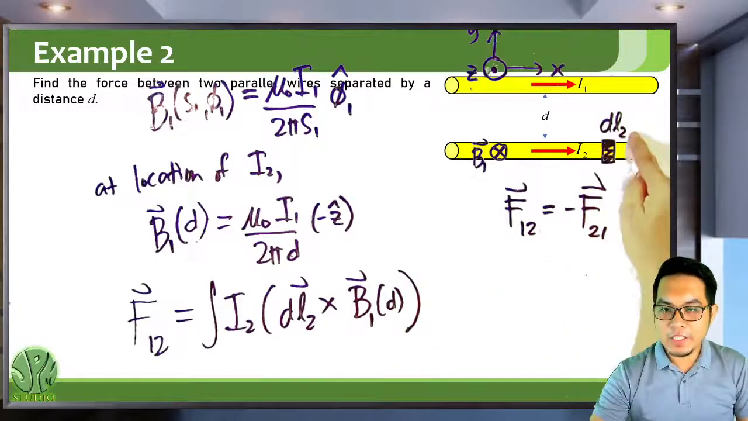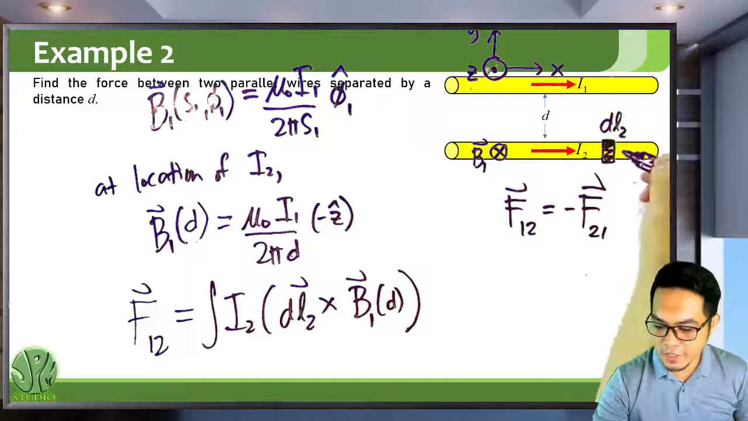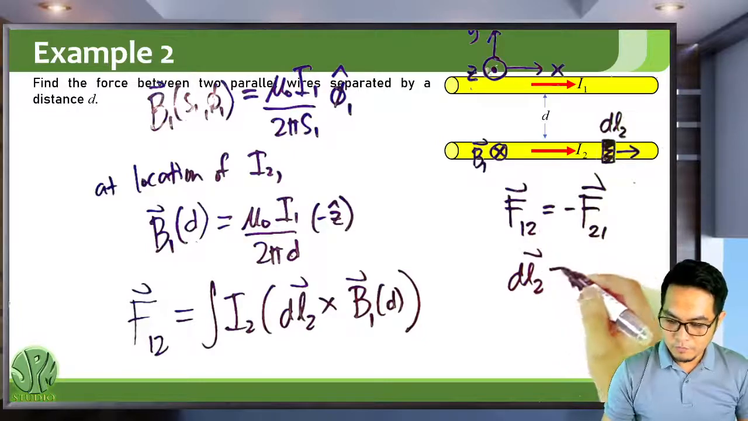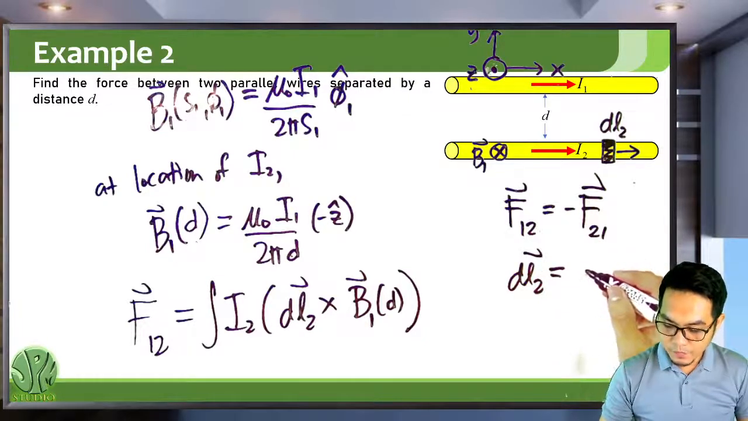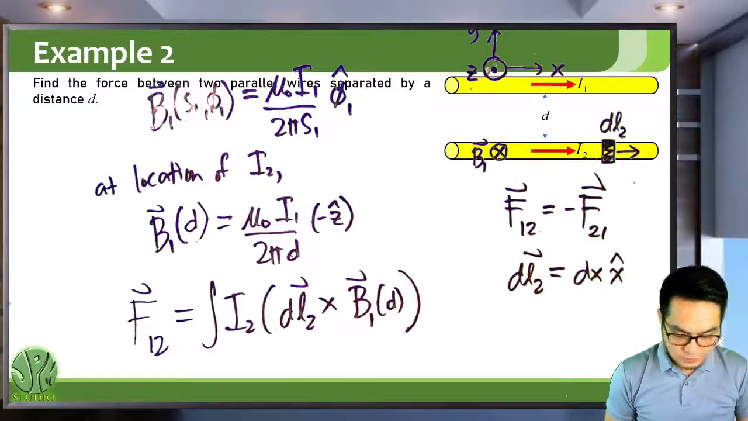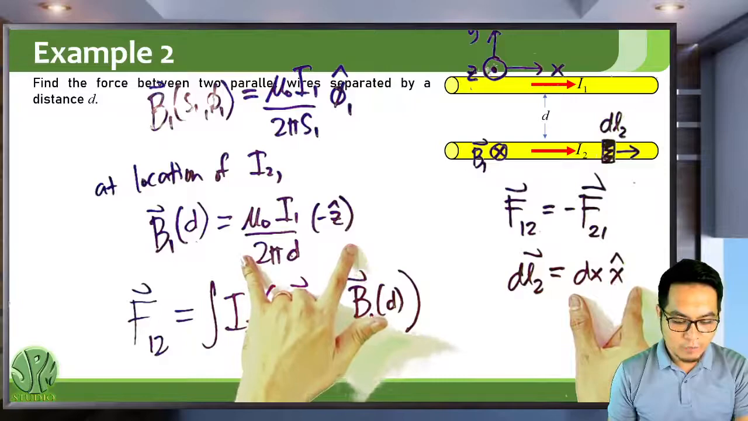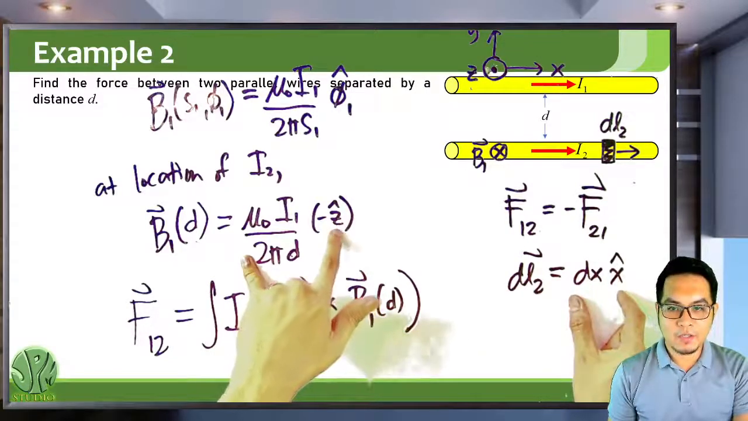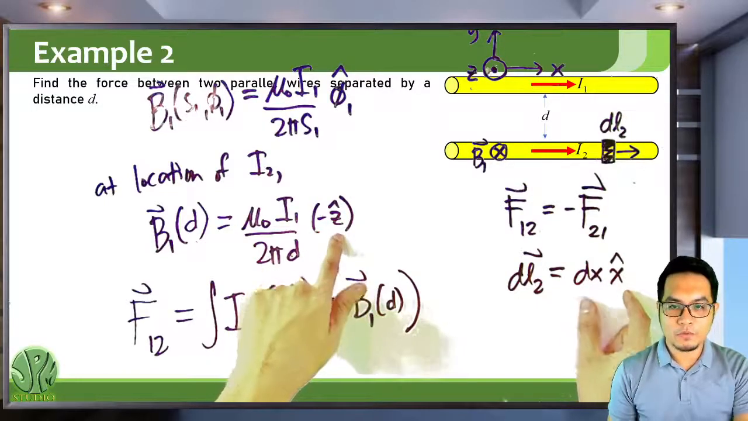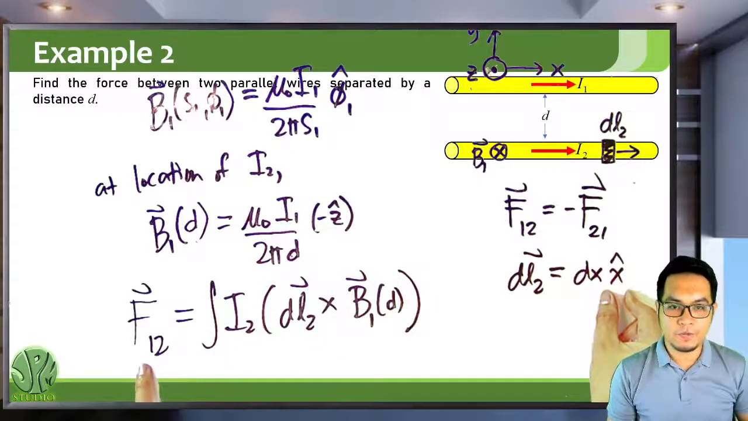In our case, dL2 here is along the positive X direction, so it has the same direction as the current. So dL2 will be dx in the x hat direction. Okay, so you cross this one, dx x hat, with B1, which is mu naught I over 2 pi d in the negative z hat direction. So x cross z is negative y, and there is a negative sign. So from here, by crossing the directions, you will already get the direction of the force F12.